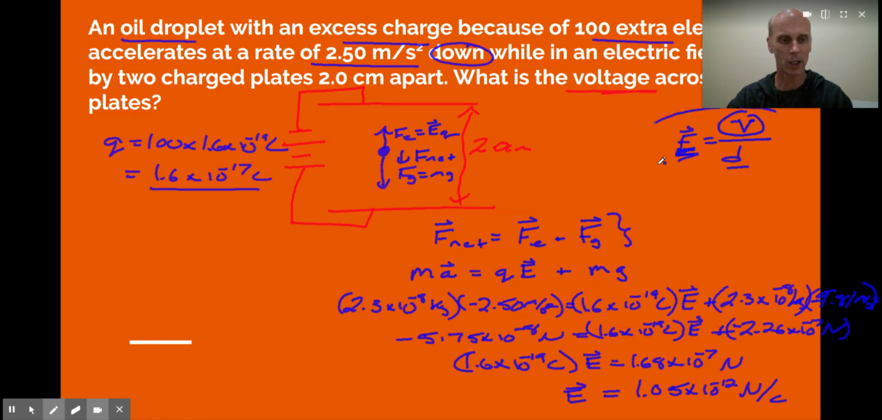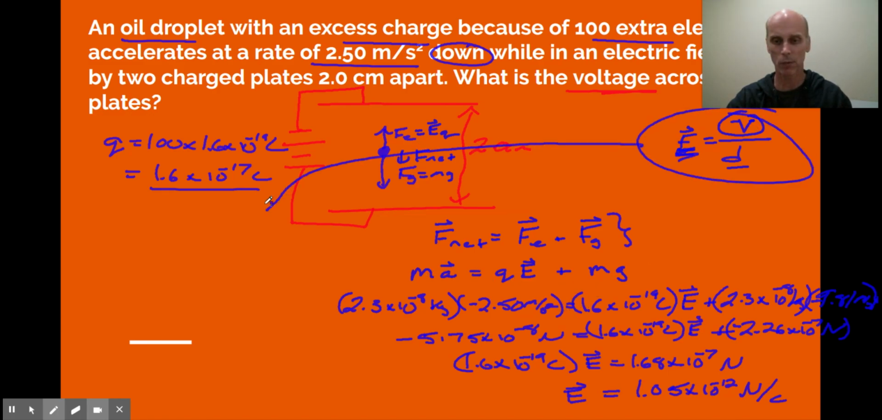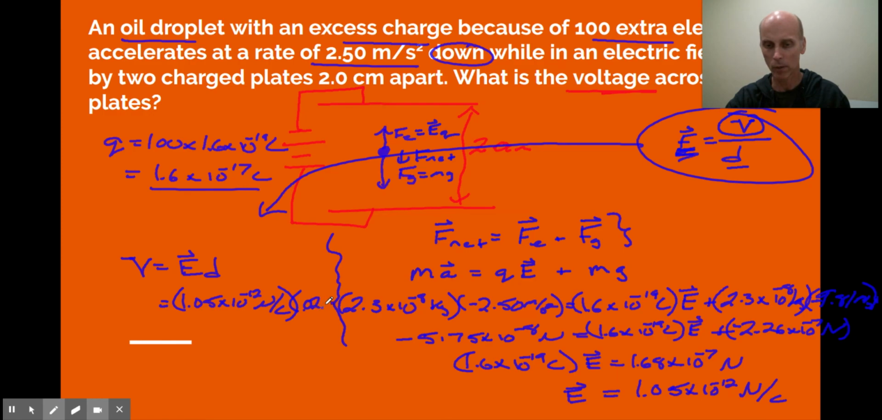So our last calculation is to figure out our voltage. Let's just move over here and do that. So our voltage, once we rearrange the equation, should be electric field times the distance. So the electric field we just found to be 1.05 times 10 to the minus 12 newtons per coulomb. Multiply that by the distance, which was 0.02 meters, and we can get our final answer.